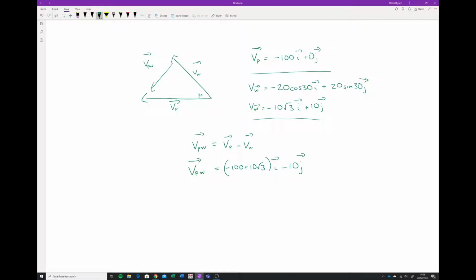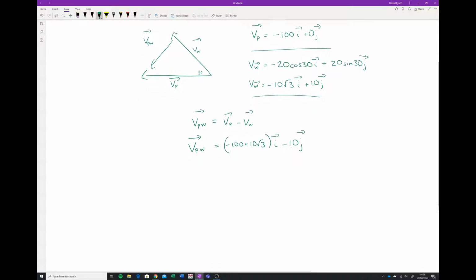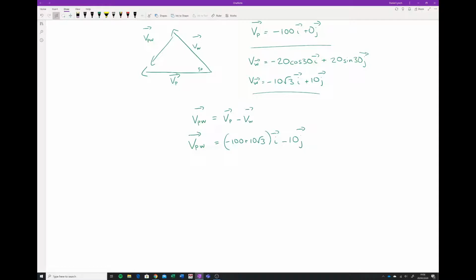Okay, and it's saying what is its speed, so it's really just asking what's the magnitude of the vector there. So it is the square root of minus 100 plus 10 root 3, squared, added to minus 10 squared. Okay, we'll throw that all into the calculator. Minus 100 plus 10 root 3, squared, plus 10 squared.